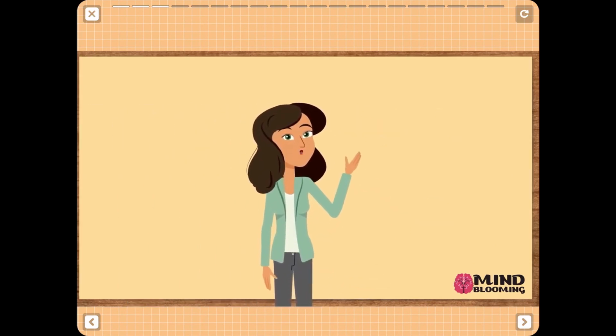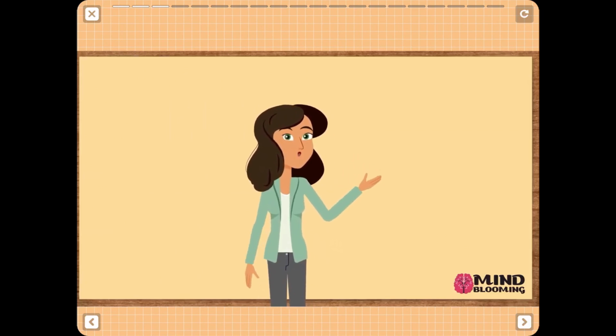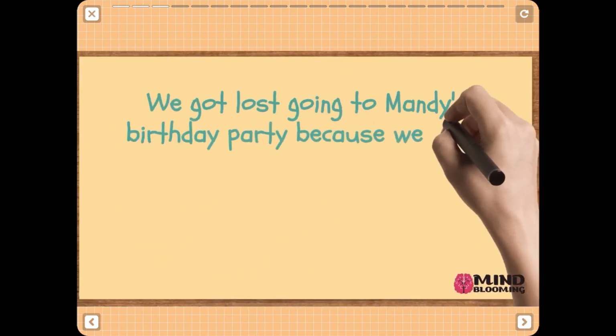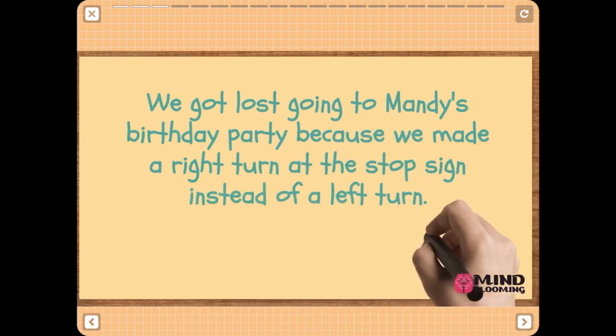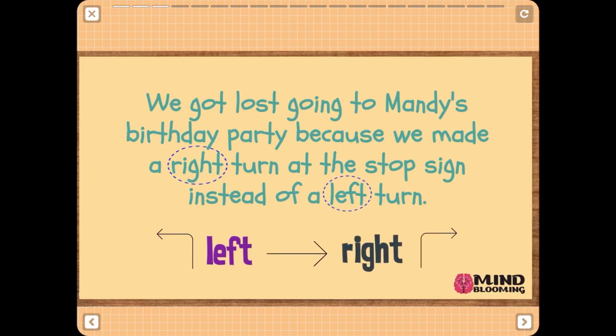In the next example, try to find the two words in the text that are antonyms or have opposite meaning. We got lost going to Mandy's birthday party because we made a right turn at the stop sign instead of a left turn. Which two words in this text are antonyms? If you said left and right, then you are correct. Left and right have the opposite meaning, therefore they are antonyms.